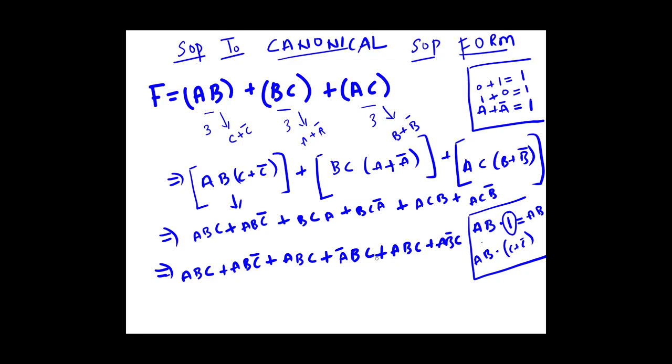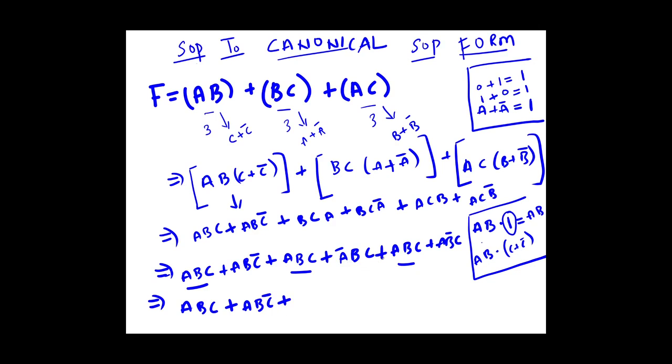Now, after getting this expression, the next thing we need to do is check if you have any repeated terms. If you have repeated terms, remove them and write only one common term. For example, I have ABC. Where else do I have ABC? I have it here and here, so it repeats thrice. Out of 3, I'll write it only once: ABC. Next, A, B, C bar. Do I have it anywhere else? No, so I write it one time: A, B, C bar.